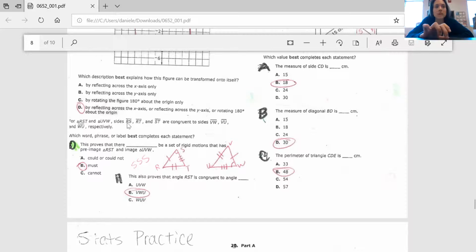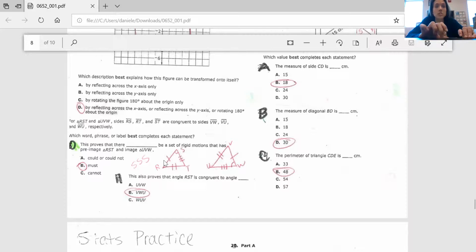Number 10 and 11, so you're given these sides and you're told they're congruent respectively. That means whatever they listed first here, RS, matches up with what they listed first here, VW. That alone tells me R goes with V, S goes with W, so T must go with U. So I've drawn that out right here in this picture.